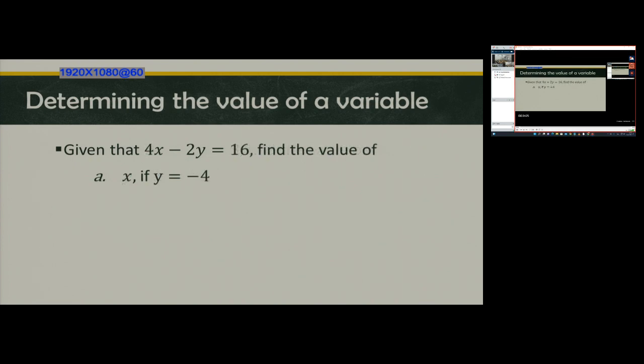Can you try this? We have 4x minus 2y equals 16. Find the value of x when y is equal to negative 4. Can you do it on your notebook? Try it. Again, you're going to look for the value of x when y is equal to negative 4. Anyone who can give me the answer?